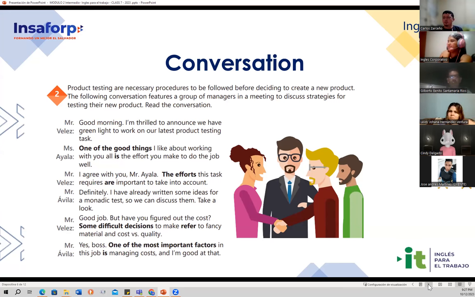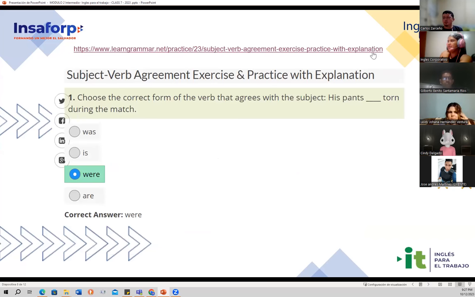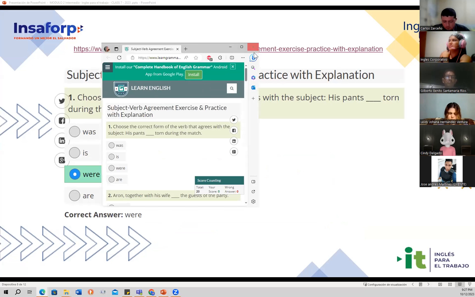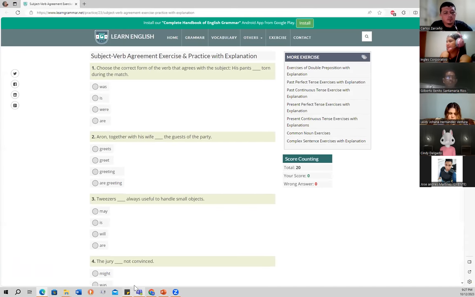Okay, really good. We're going to do now the examples, okay? Let me go there. I'm going to ask you one by one. I have here 20 statements. We're going to use verb be in present, in past, in future, and other verbs, of course. I will ask you one by one. Okay. So let me a moment.